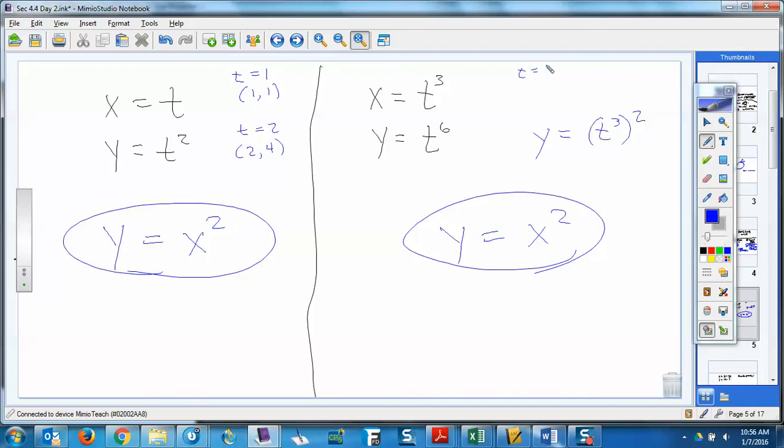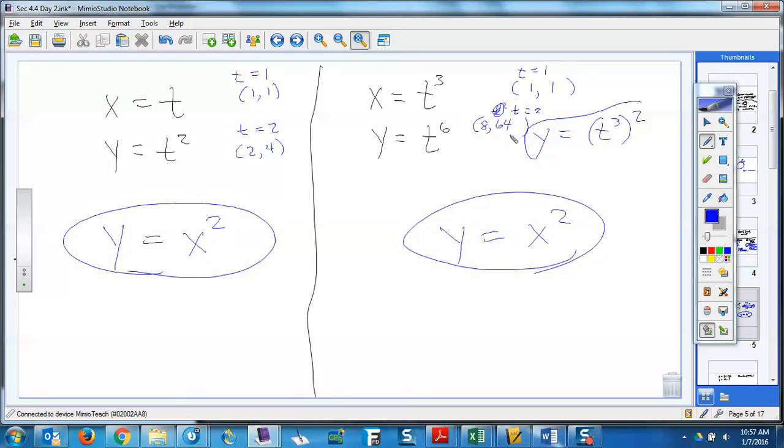What about when t is 1? Where is this particle at? What's 1 cubed? 1. What's 1 to the 6th? 1. What about when t is 2? Oops. What about when t is 2? Where's this particle? 8. What's 2 to the 6th? 64. Oh.